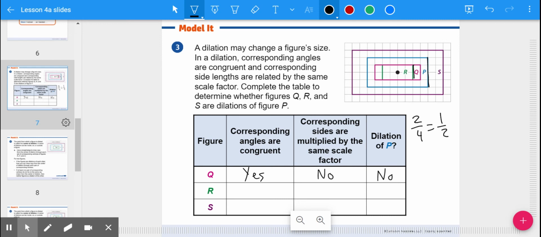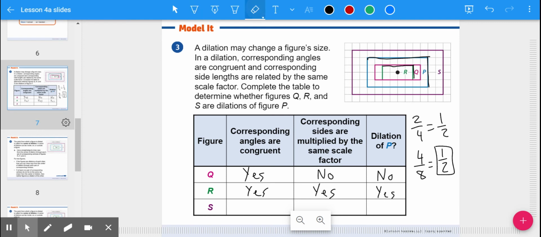Let's look at the top and the bottom. So the new one, this figure R, is 4. We said that the top part of figure P is 8. Now if you divide those both by 2 to simplify it, you get 1/2. So that's the same scale factor for the sides. So we can say yes here. And then for the angles, they're all right angles too, so that's a yes as well. Meaning, yes, it's a dilation.